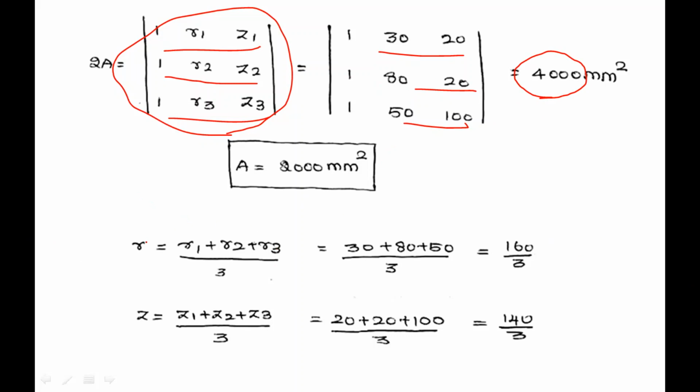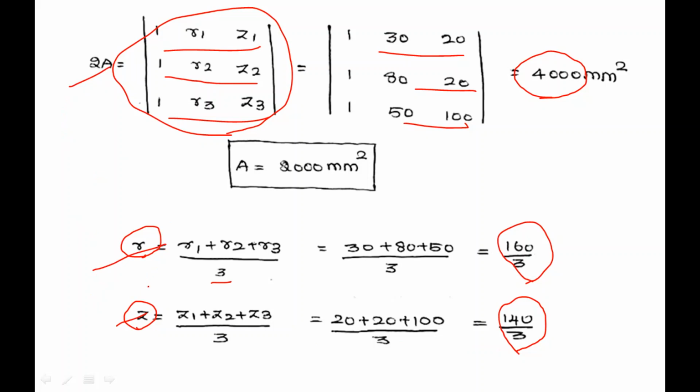And for the B matrix, we have to use the mean values of R and Z, so that also we are finding first. What is the mean value of R? This is R1 plus R2 plus R3, all the three nodal values of R divided by 3. We are finding the mean value as 160 by 3. Similarly, Z coordinates are also added and divided by 3 for finding the mean Z value, so it is coming around 140 by 3. These values alpha, beta, gamma, 2a, and the mean values of R and Z are all used for finding the B matrix.